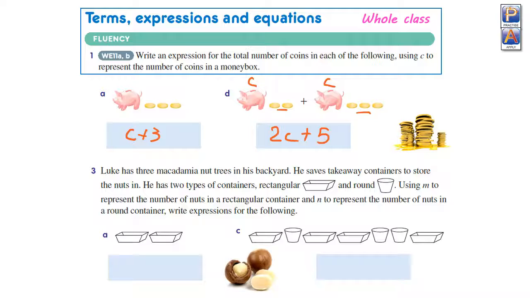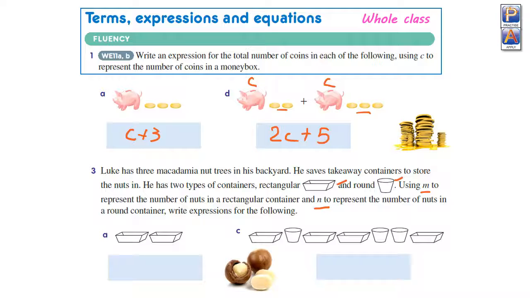All right. Luke has 3 macadamia nut trees in his backyard. He uses takeaway containers to store the nuts in. He's got rectangular containers and round containers. M represents the number of nuts in a rectangular container. N represents the number of nuts in a round container.